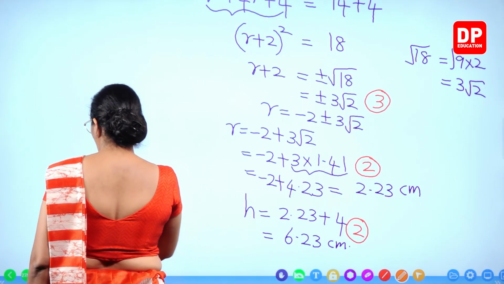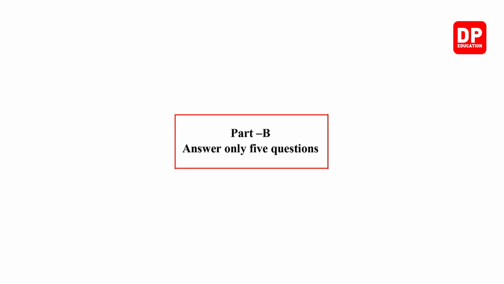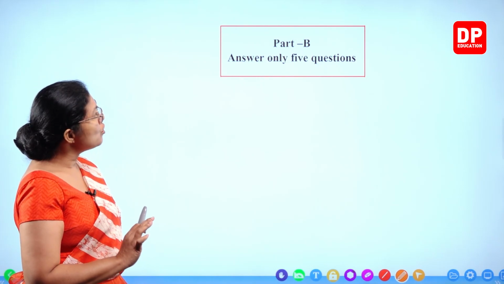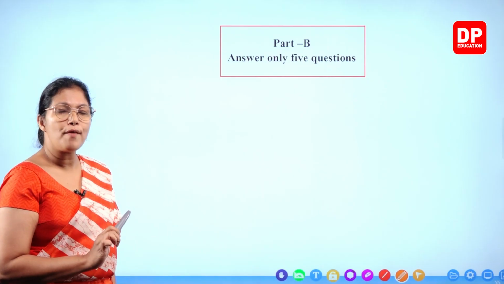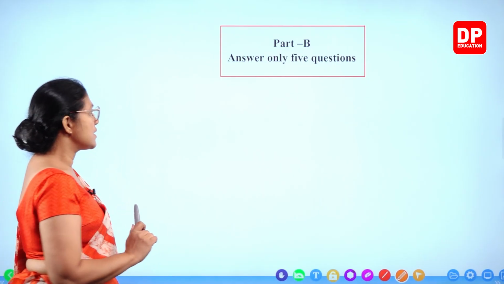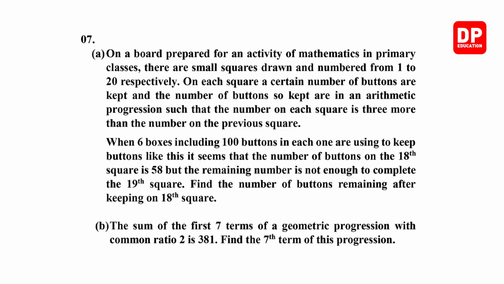Let's do the next one. So we completed part A, all 6 questions, but you have to do only 5 questions. Now we'll do part B. Again, you get 6 questions, but you have to do only 5 questions. Question number 1, it's about progression.